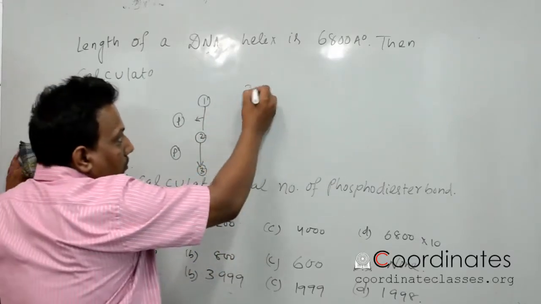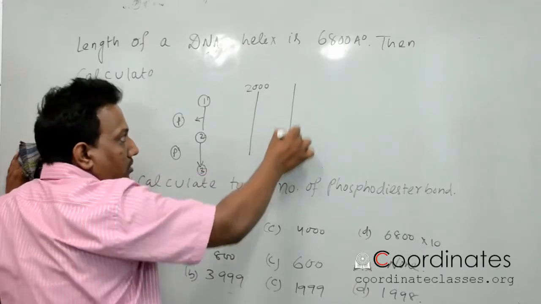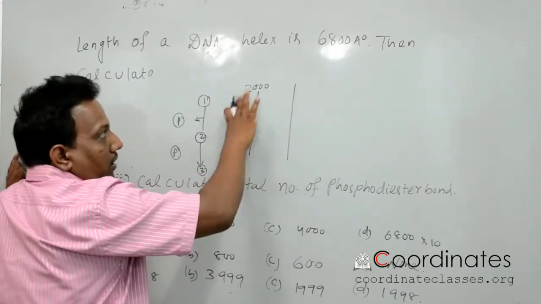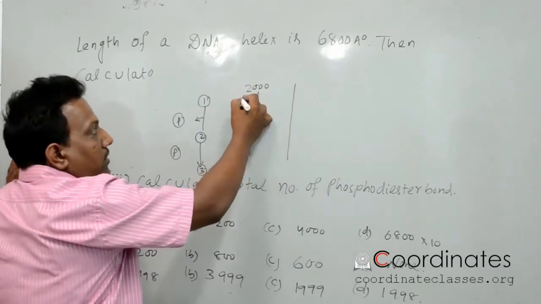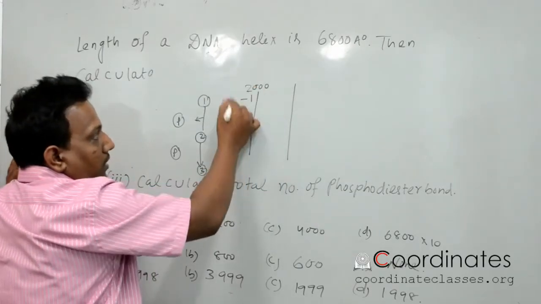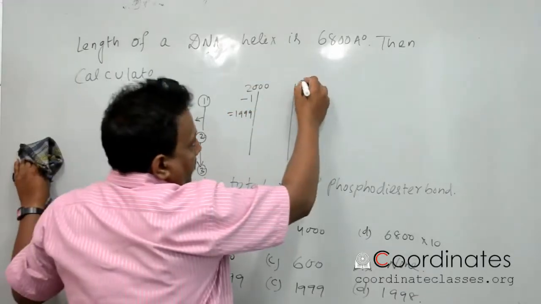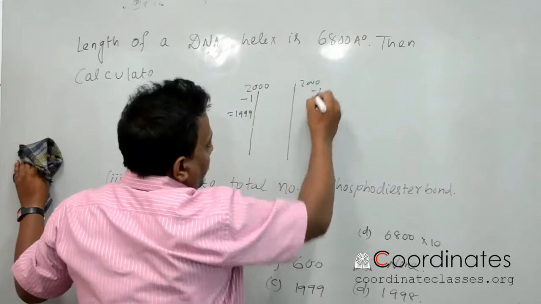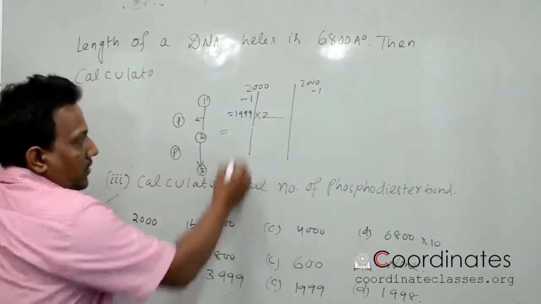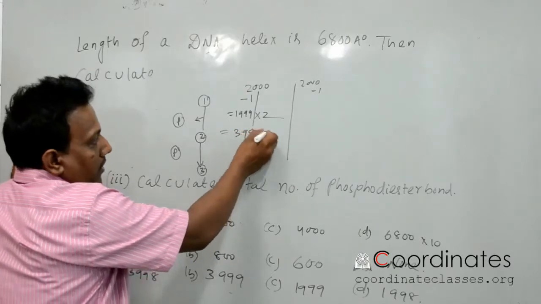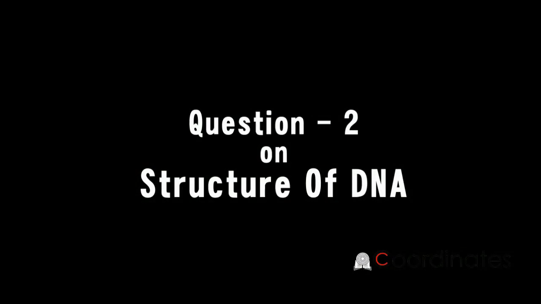According to the question, there are 2000 base pairs. It means the first strand contains 2000 nucleotides and the second strand also 2000. Now the phosphodiester bonds in this strand will be 2000 minus 1, which equals 1999. And this one is also 2000 minus 1. So the total number of phosphodiester bonds will be 3998.